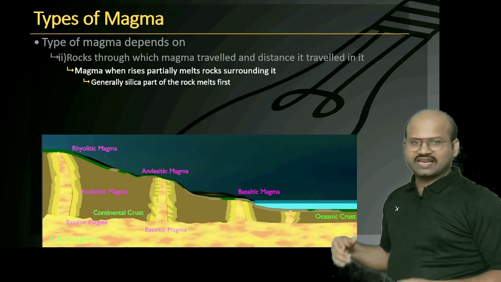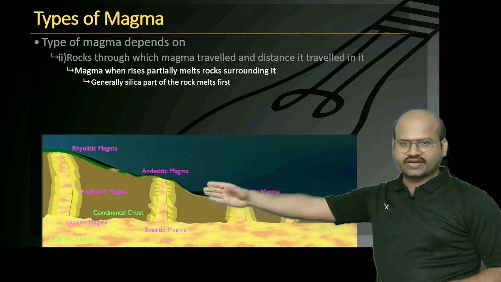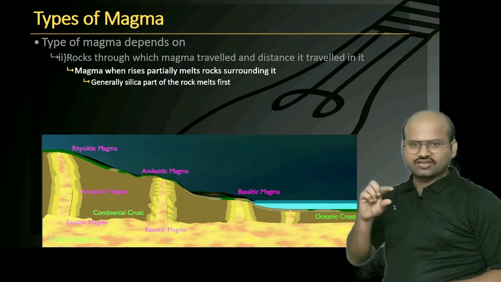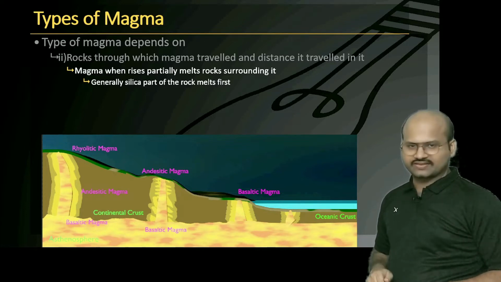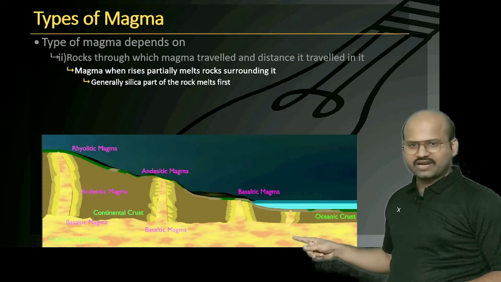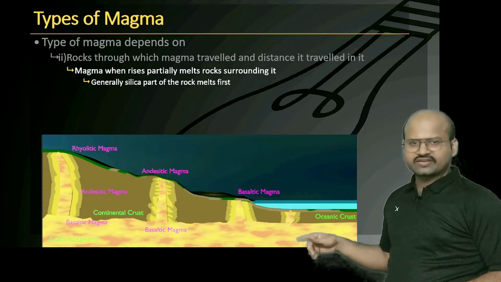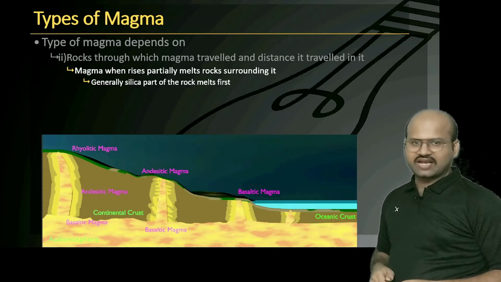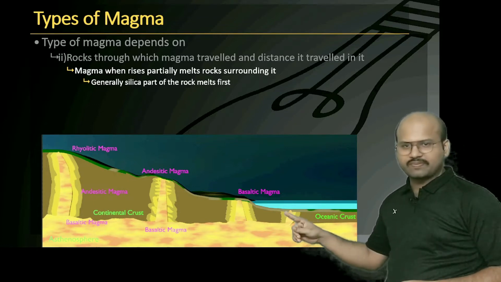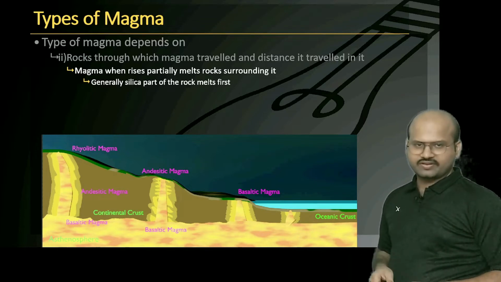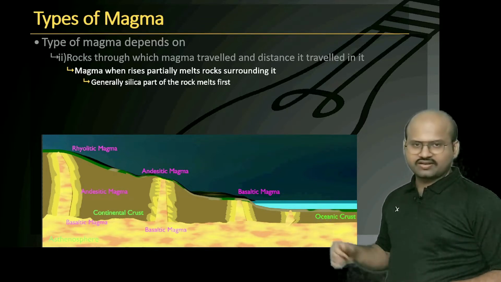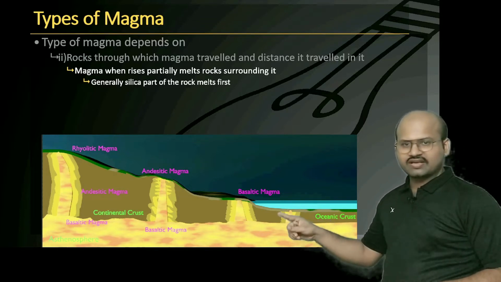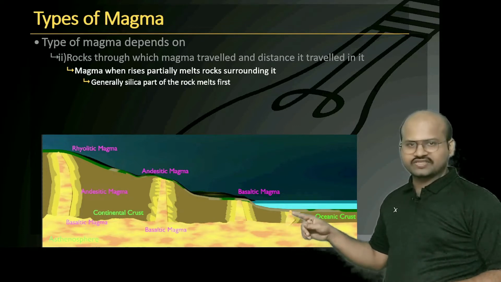Oceanic crust has less silica compared to continental crust, and the thickness of oceanic crust is also very less. So the magma that rises here gets very little silica added to it by the rocks which are melted from the oceanic crust, because oceanic crust is thin. So this magma which comes to the surface is basic.